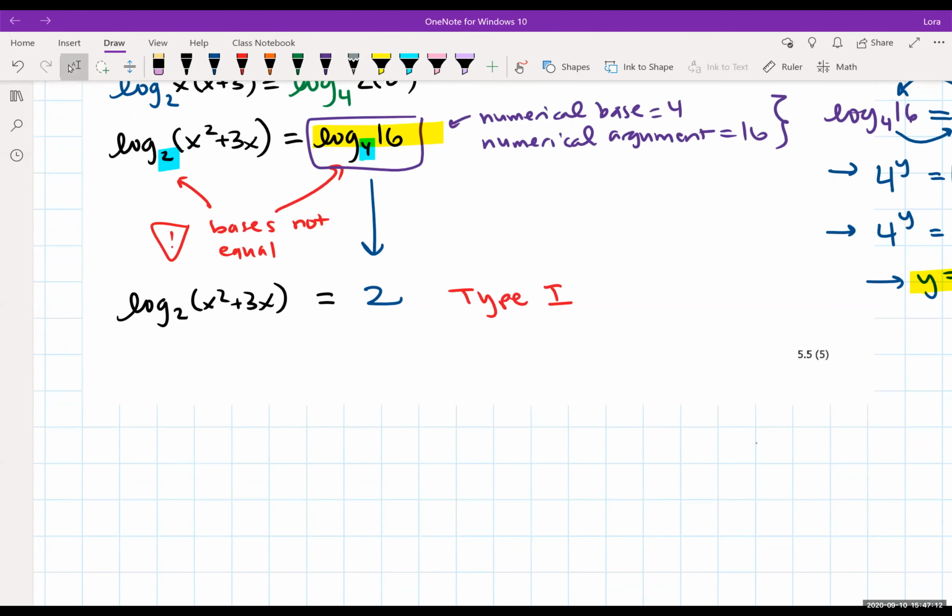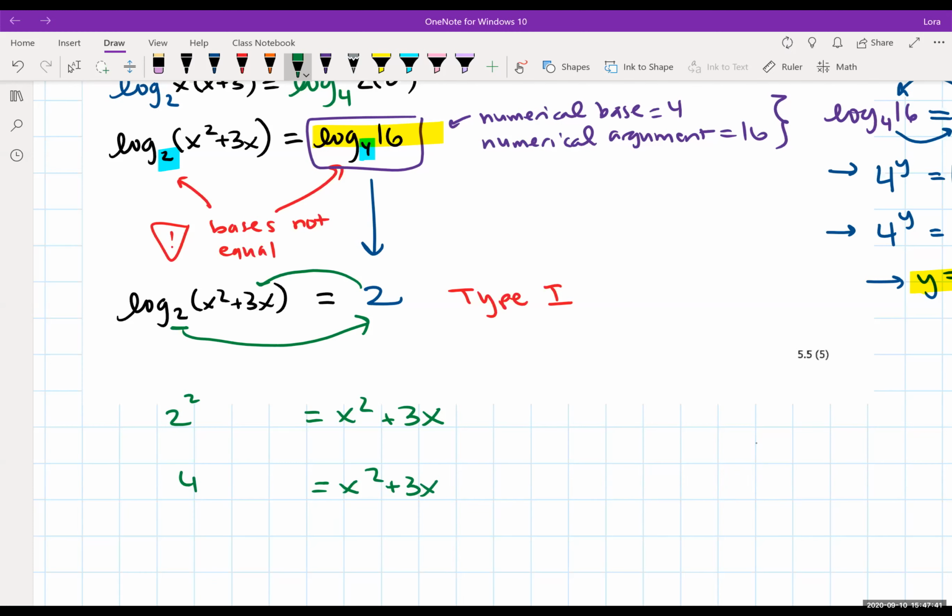From this part, we can now change to exponential form. So remember exponential form, we take the base, which is 2. We're going to raise it to the other side, it happens to be a 2 as well, and we're going to set it equal to the argument, which is x squared plus 3x. If you want to simplify 2 squared, what do we get? 4 equals x squared plus 3x.